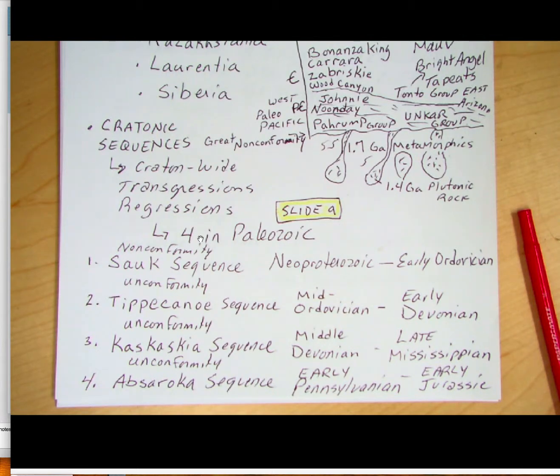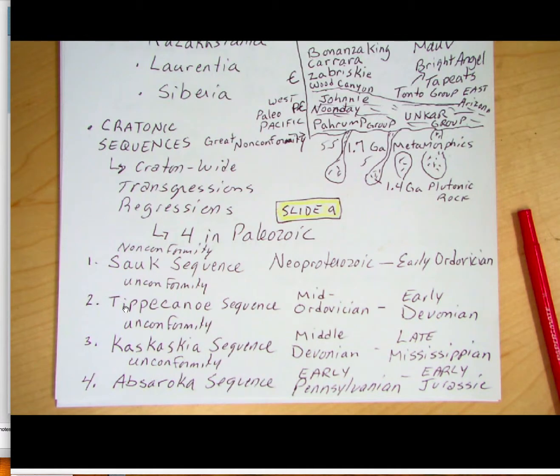And in this Paleozoic time, we're going to see 4 of these cratonic sequences. The first one, which is over that first nonconformity, right, which includes the Tapeats, Bright Angel, Muav, or these formations here in the Grand Canyon region, well, that's called the Sauk sequence. And that Sauk sequence is Neoproterozoic from around maybe 600 million years to early Ordovician, right? So Neoproterozoic to early Ordovician. And then there's an unconformity because there's a regression.